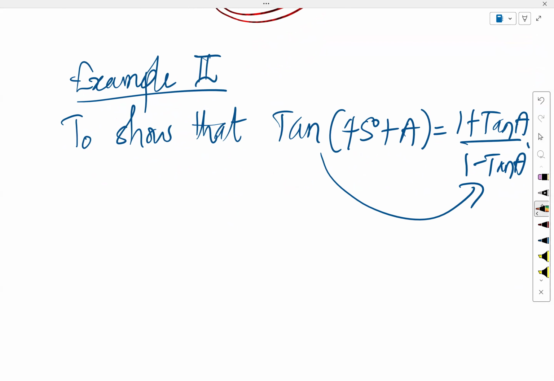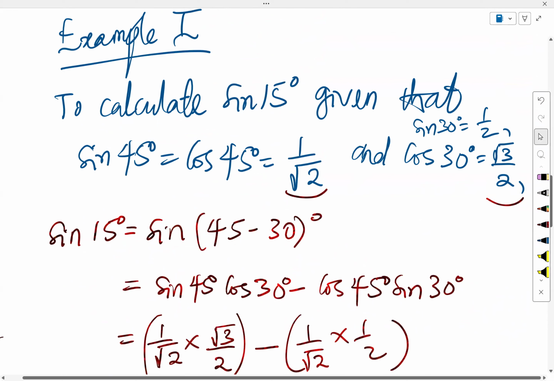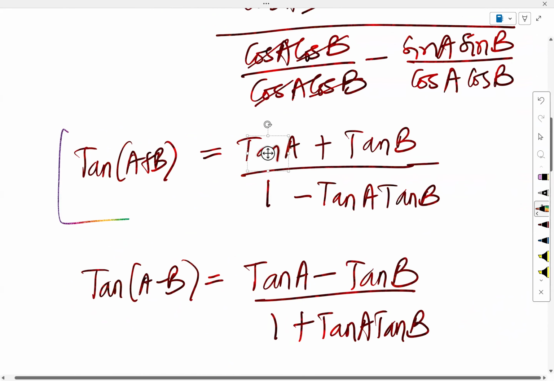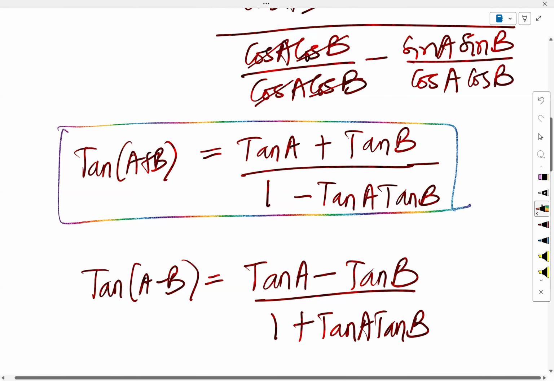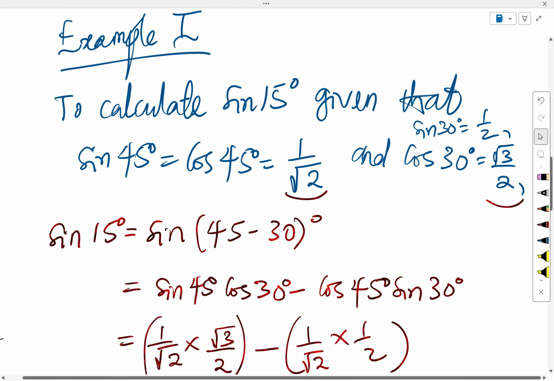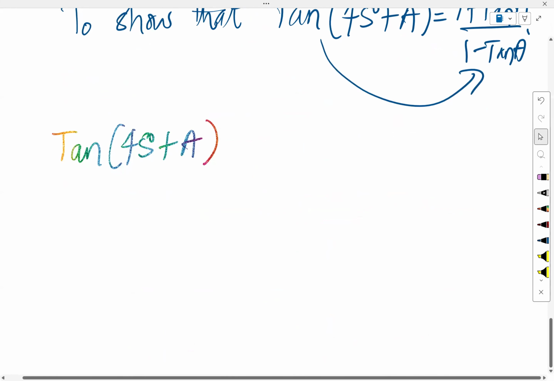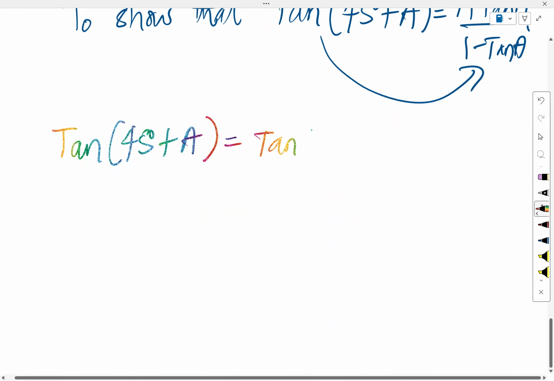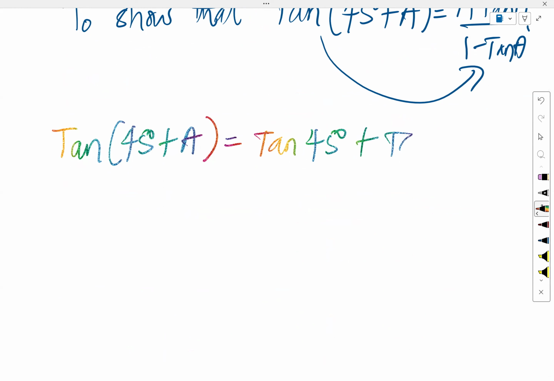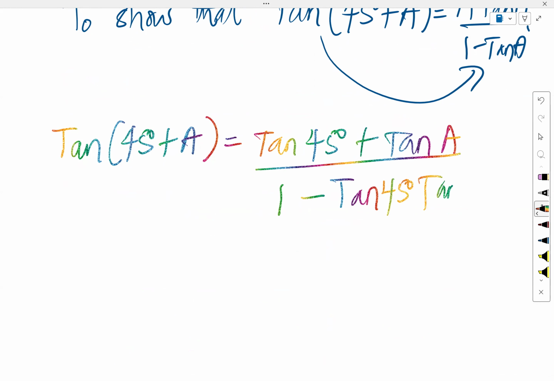So let's go. We have tan of 45 degrees plus A. Normally, we can use the idea of tan A plus B. You know that tan A plus B is the same thing as tan A plus tan B all over 1 minus tan A tan B. So here we have tan 45 plus A. So that means we have tan 45 degrees plus tan A all over 1, because this is plus, we have minus down here: 1 minus tan 45 degrees tan A.